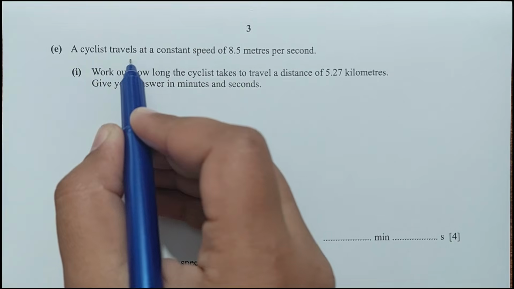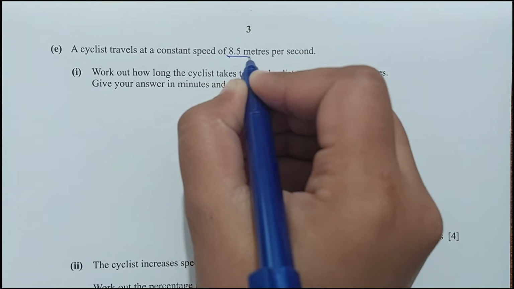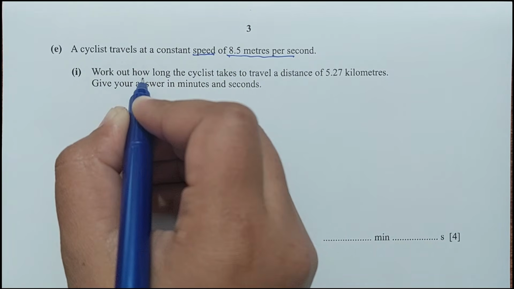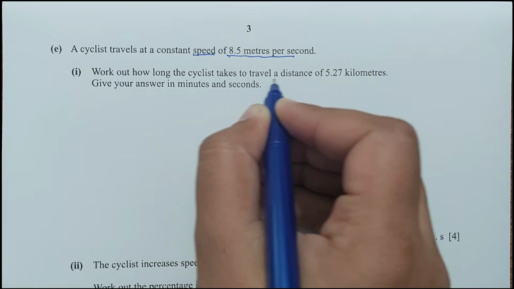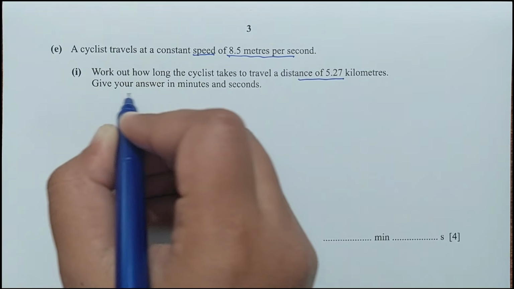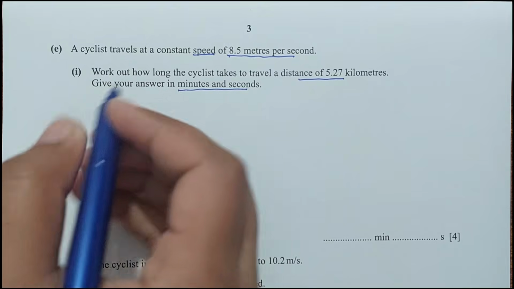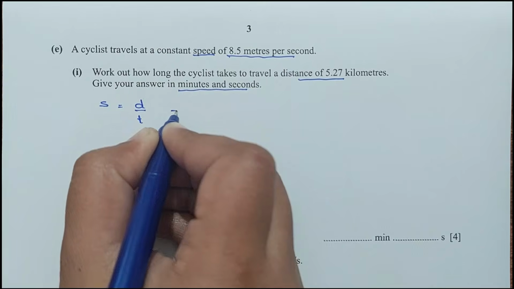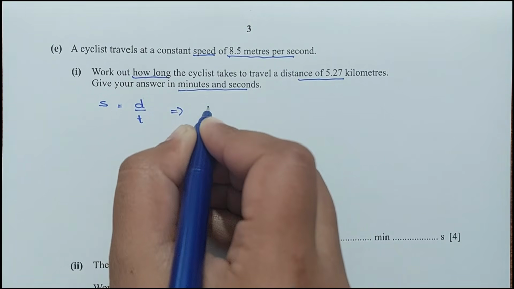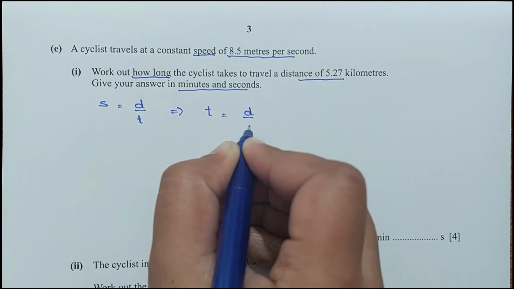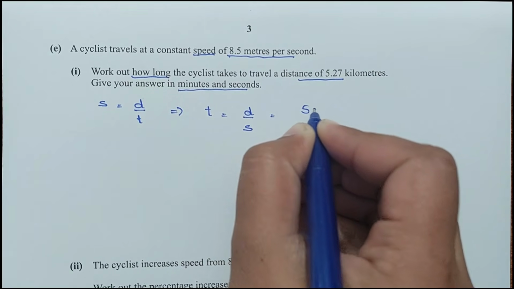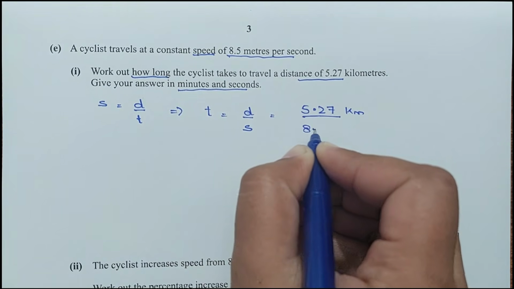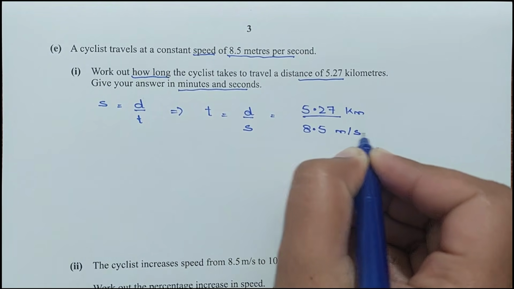Now for part E, a cyclist travels at a constant speed of 8.5 meters per second. This is the speed we have been given. Number 1, work out how long the cyclist takes to travel a distance of this many kilometers. Give your answer in minutes and seconds. So speed is equal to distance over time. We have to find how long, so we solve for time, which is equal to distance over speed. The distance is 5.27 kilometers and the speed is 8.5 meters per second.